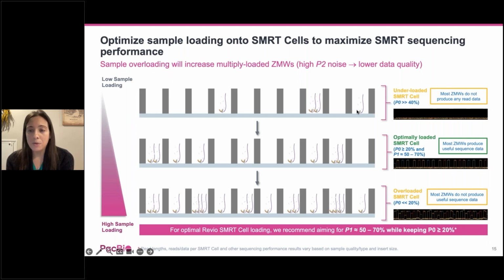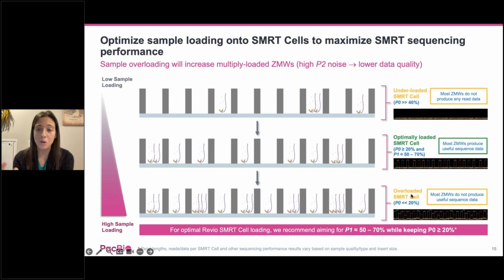An optimally loaded SMRT cell will have both a P0 of at least 20% or more and a P1, or productive ZMW percentage, of about 50 to 70. It really depends on insert size. And in this scenario, most ZMWs will produce useful sequence data.